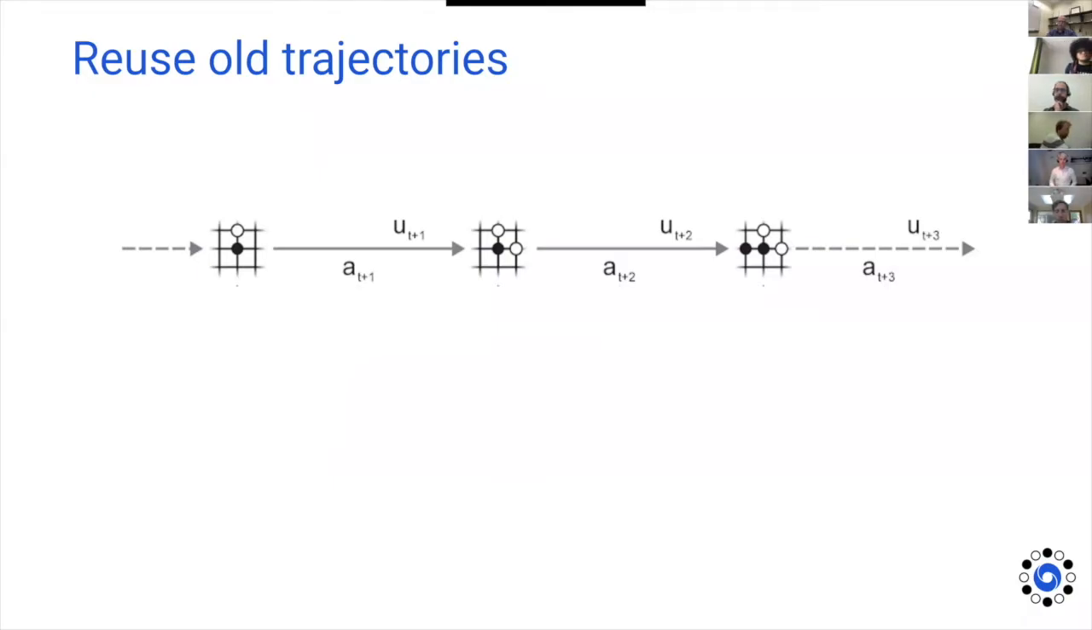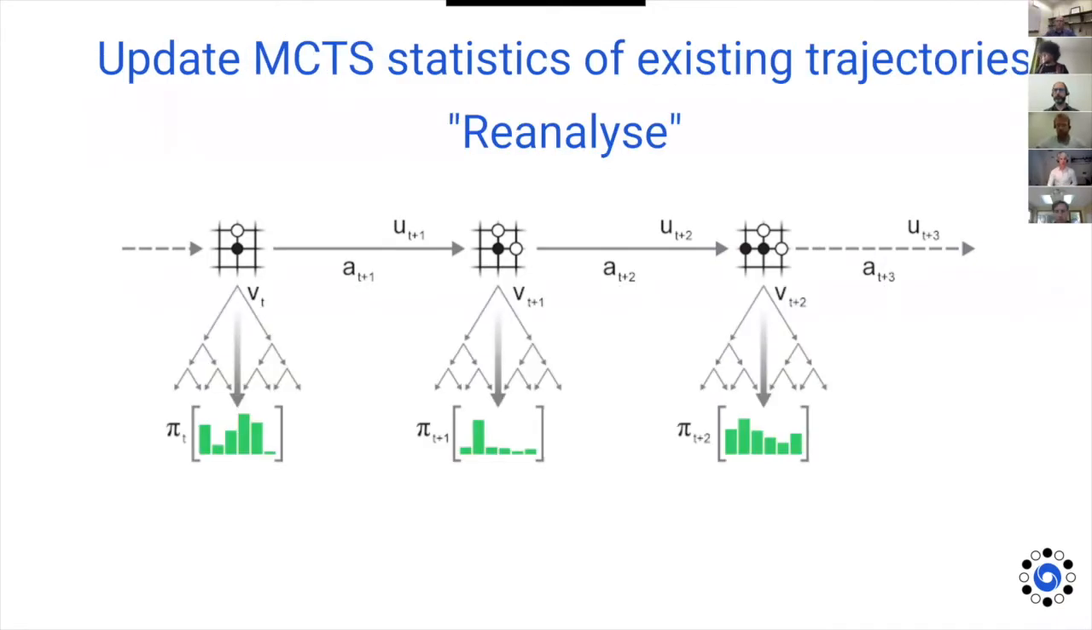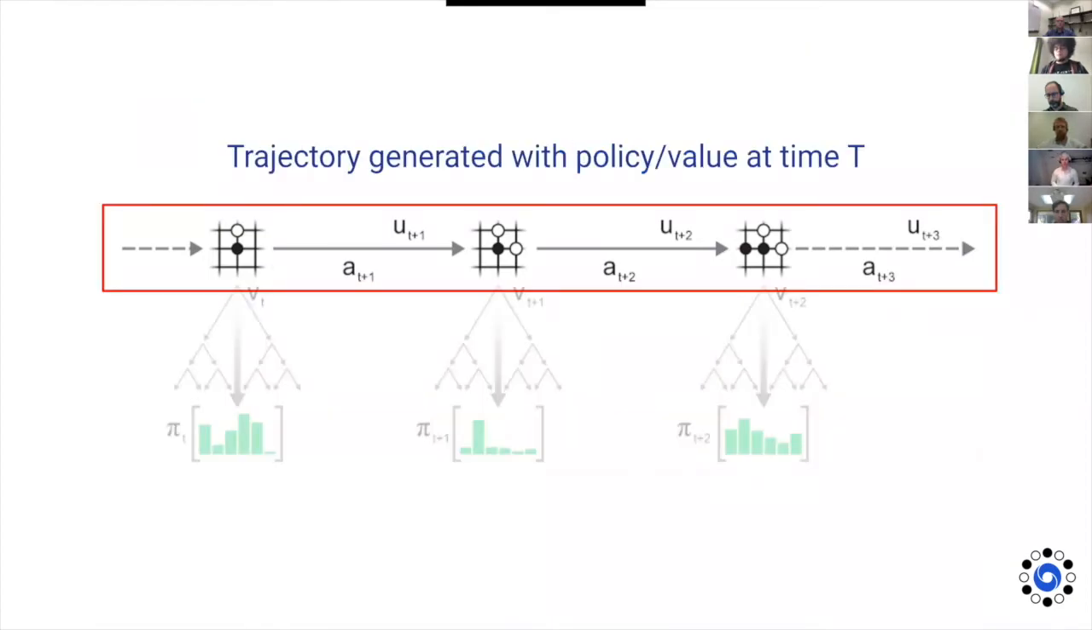And so the central idea here is that we want to reuse old trajectories that we previously generated, and we want to be able to train again from them, which means that we have to be able to generate new training targets. And we call this reanalyze because we rerun the Monte Carlo tree search on those old trajectories, analyzing them to get new policy and value distributions. And now that we have those distributions, we can train from them.